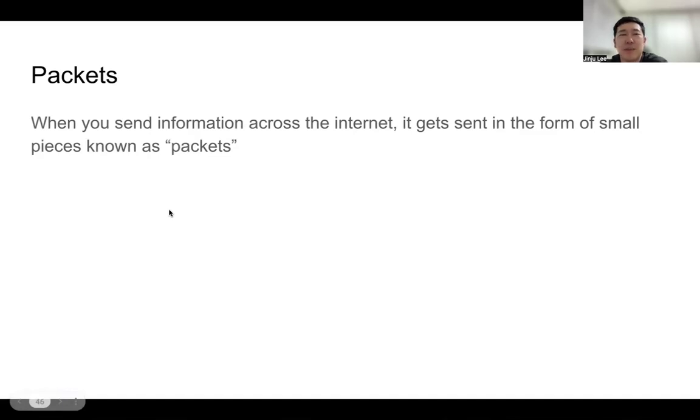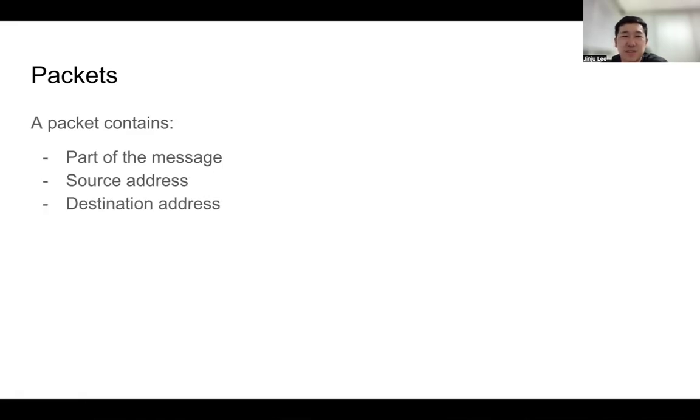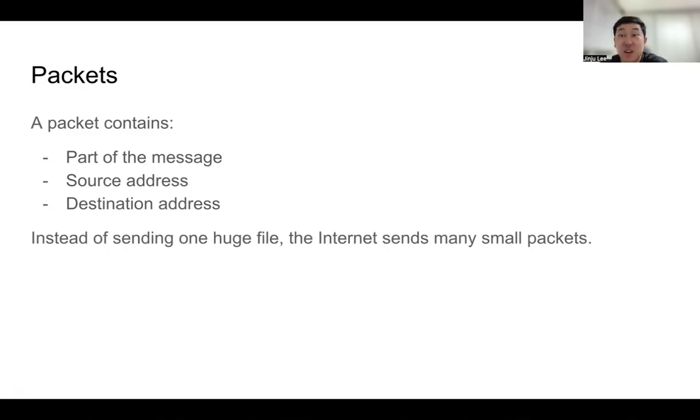Next thing is this, packets. Now, I'm not talking about a packet of ketchup. When you're sending information across the internet, it doesn't get sent all at once. It gets sent in the form of small pieces known as packets. Each packet contains part of the message, that's the data, the source address, which is you, and the destination address, which is the person receiving the message. Instead of sending one huge file all at once, the internet sends many small packets. Why is that? Well, information is communicated faster and more reliably.